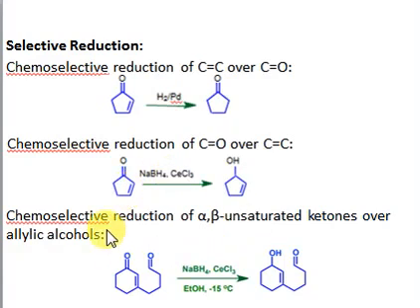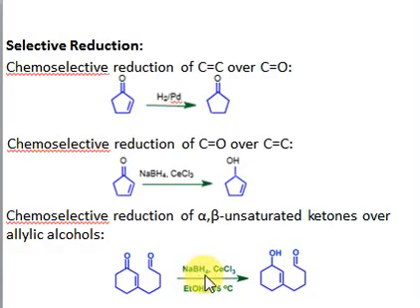Again, we have another example. Here we have two functional groups, you can see: a carbonyl group and another carbonyl group, but this carbonyl group is conjugated. So this is an alpha beta unsaturated system and this is a simple carbonyl system, right? So these two carbonyls are different, they are not the same. In case you want to reduce this functional group, which is the alpha beta unsaturated system, then you can use sodium borohydride, right?